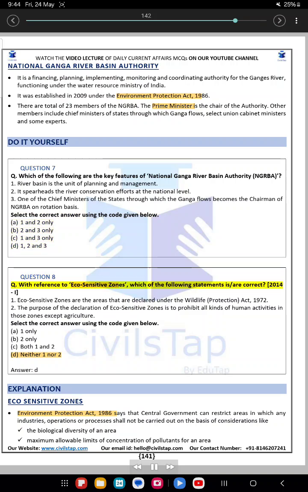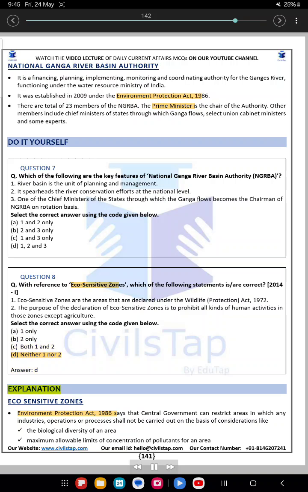Question 8. With reference to eco-sensitive zones, which of the following statements are correct? 1. Eco-sensitive zones are the areas that are declared under the Wildlife Protection Act, 1972. 2. The purpose of the declaration of eco-sensitive zones is to prohibit all kinds of human activities in those zones except agriculture. Select the correct answer using the code given below. A. 1 only. B. 2 only. C. Both 1 and 2. D. Neither 1 nor 2.